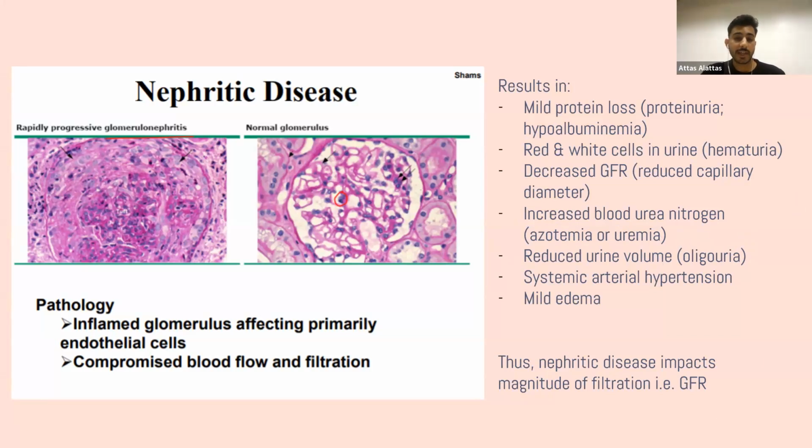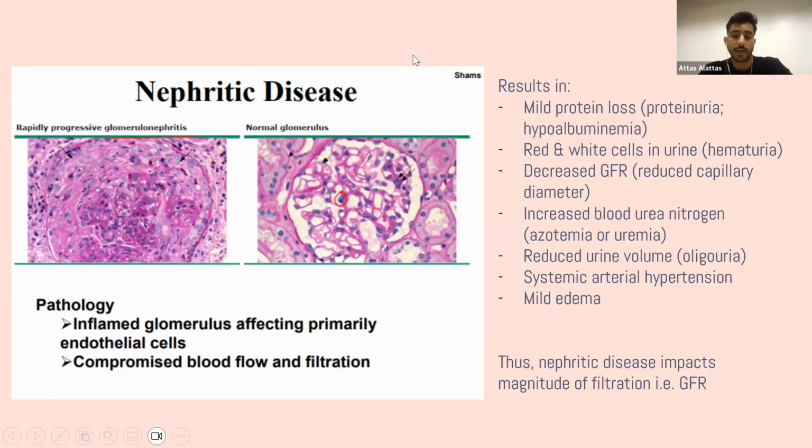And also because of the activation of the renin-angiotensin system, there will be hypertension. And I'll explain the renin-angiotensin system later in one of the slides. However, for now, just understand that the activation of the renin-angiotensin system will cause hypertension in nephritic disease. And finally, edema because of the protein loss. Is that clear?